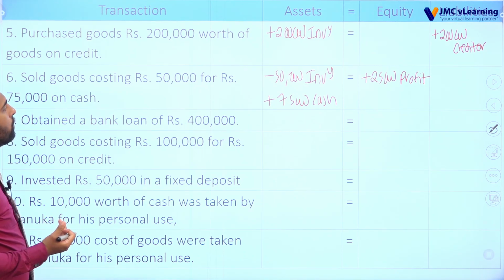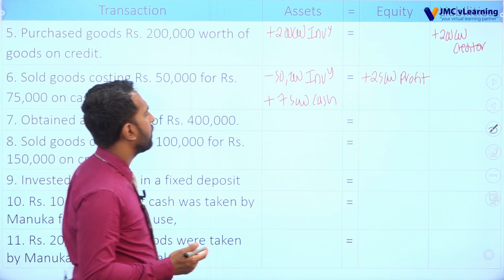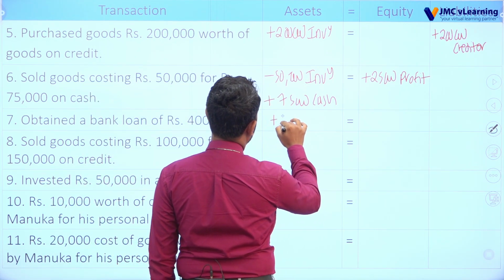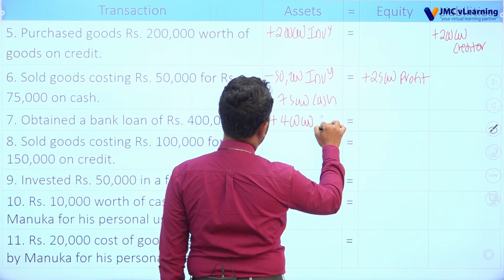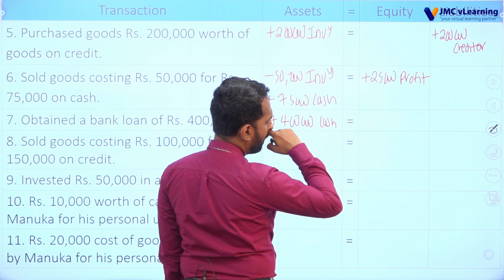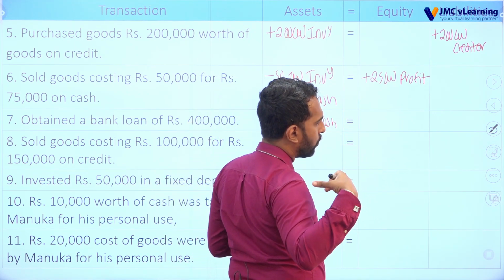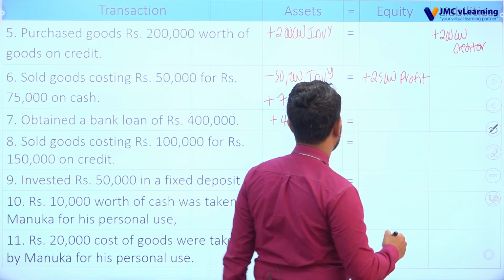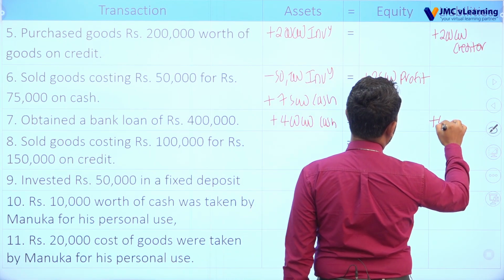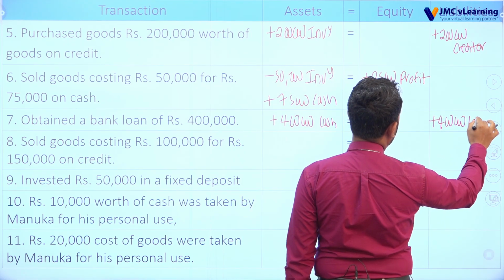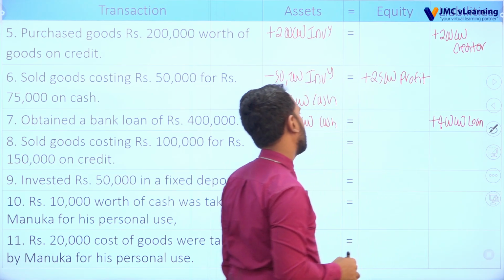Obtained a bank loan of 400,000. When you are obtaining a bank loan, the cash will increase. Cash, when you are obtaining a loan, you are getting cash, no? On the other side, that 400,000 you have to repay, no? So there's a commitment to repay. So the loan balance will increase by 400,000. Loan is a commitment.